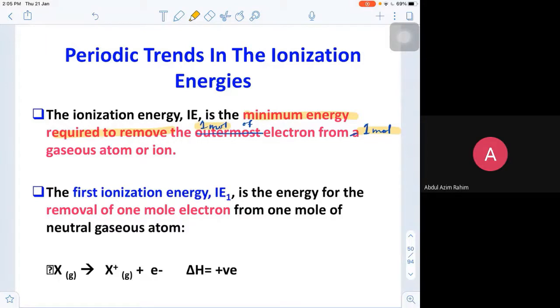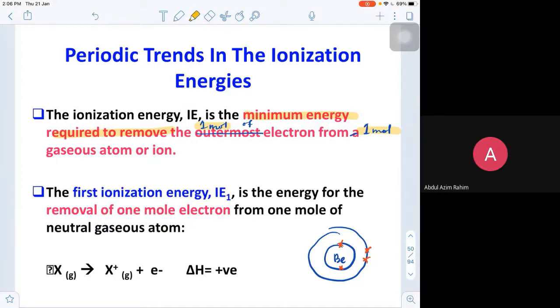If you have to define ionization energy, you have to give the complete definition: it is the minimum energy required to remove 1 mole of electrons from 1 mole of gaseous atoms or ions. The first electron we remove is, of course, from an atom, because we start with the neutral atom. For example, beryllium, Be, has 4 electrons: 2 electrons in the first shell and another 2 in the second shell.